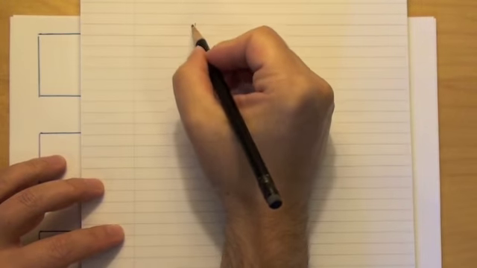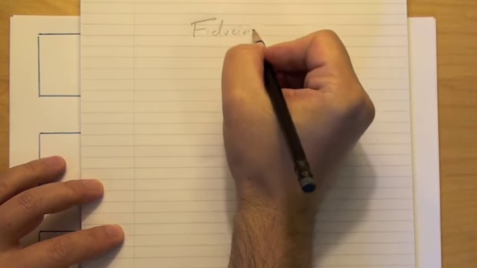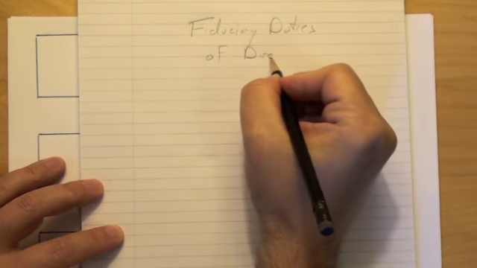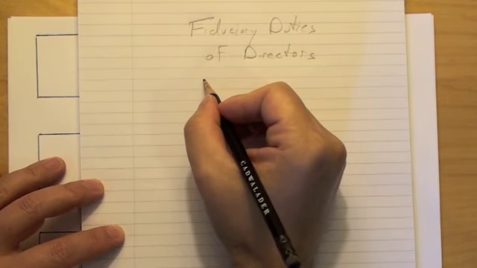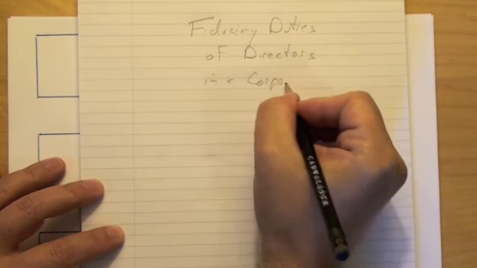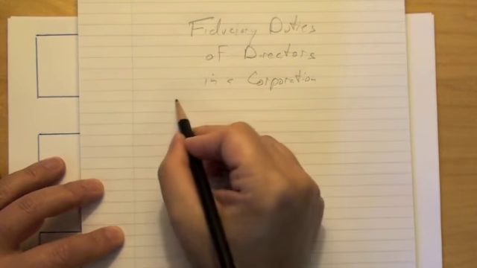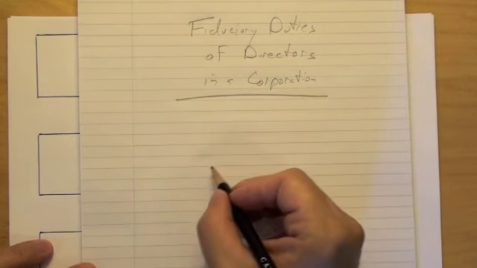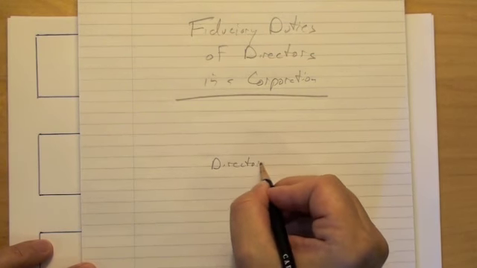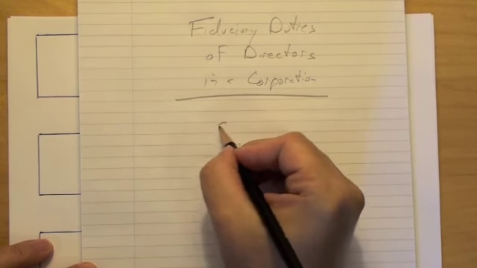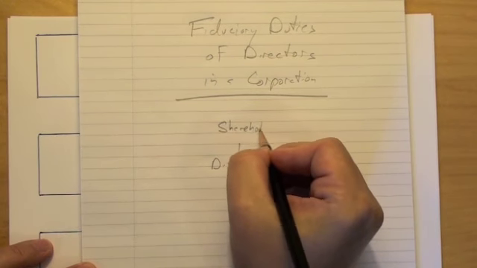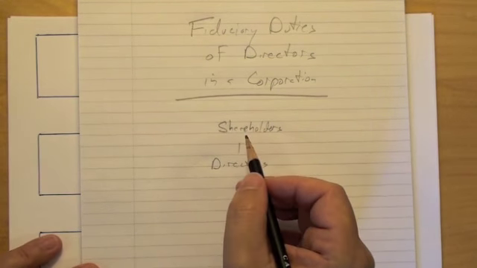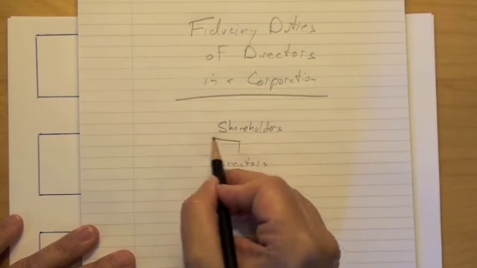Let's turn now to a discussion of the fiduciary duties of directors in a corporation. Like when we were discussing the principal-agency relationship, directors are deemed by the law to stand in a fiduciary relationship with their shareholders and to owe them certain fiduciary duties, including, most importantly, the duty of care and the duty of loyalty.